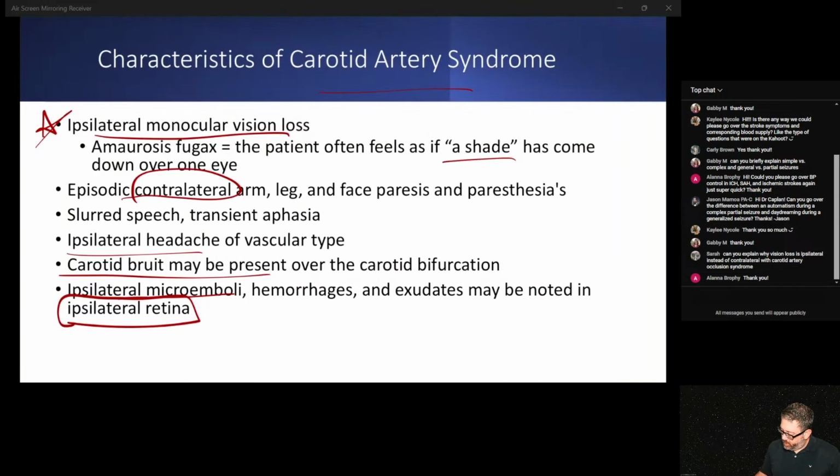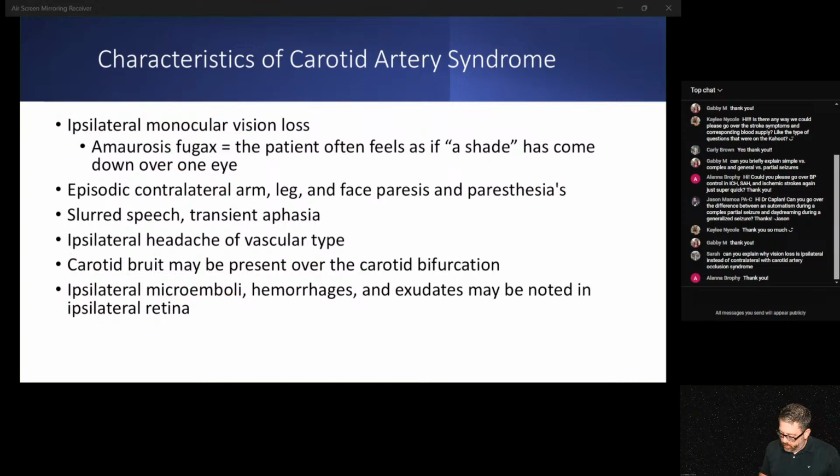So they get this ipsilateral monocular vision loss, contralateral arm, leg, because of the opposite part of the brain that's being fed. It's controlling the motor system on the other side. So I hope that answered your question about that one, Sarah.